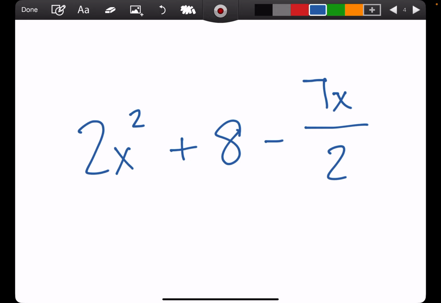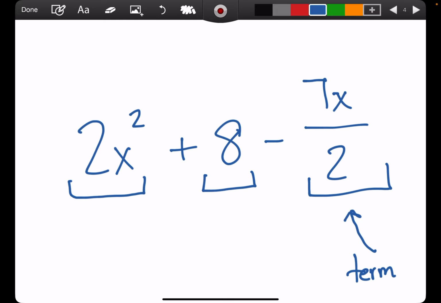Okay, so let's look at another example, the last example. If we have this expression, 2x squared plus 8 minus 7x over 2, first we have three different terms. We have a term at the end here, 7x over 2. We have a term in the middle, just the constant, the number 8. And we have another term that's a product, the product of 2 times x squared, which is 2x squared. That itself is its own term. So we have three terms in this expression.